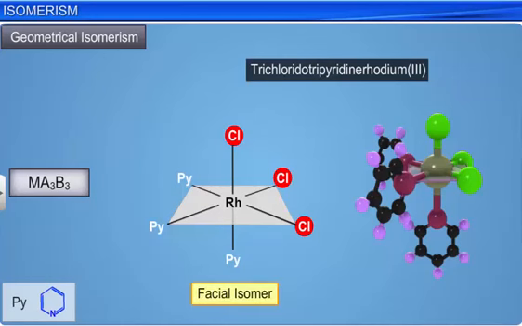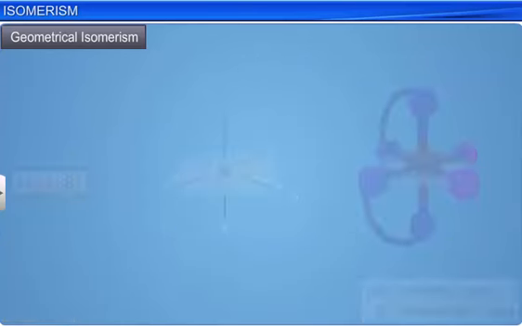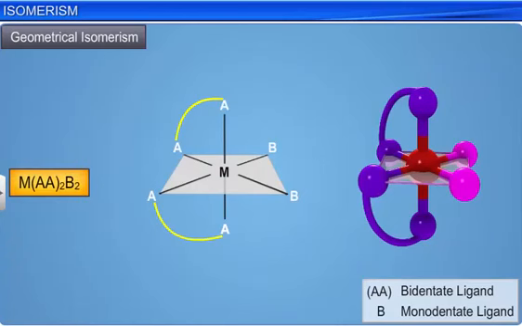Now, let's look at M(AA)2b2 type of complexes containing monodentate and symmetrical bidentate chelating ligands. Here, AA is a symmetrical bidentate chelating ligand in which A and A indicate two similar coordinating atoms, while b is a monodentate ligand. The cis and trans isomers of dichloridobis(ethylenediamine)cobalt(III) are shown here.